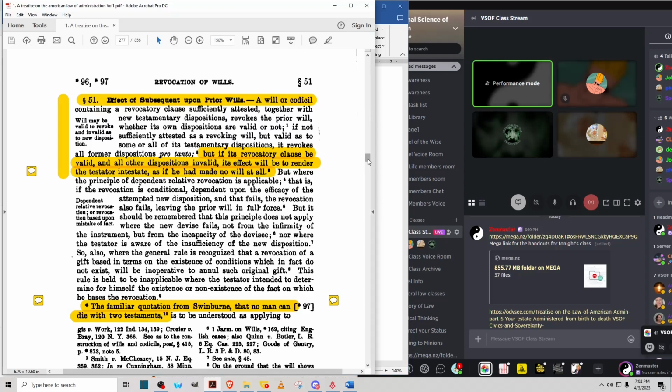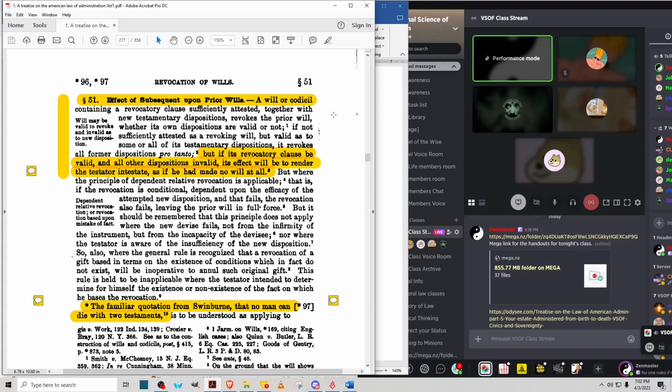So again, we're going to start back up on page 277, where we left off here at subsection 51, effective subsequent upon prior wills. So a will or a codicil containing revocatory clause sufficiently attested, whether with new testamentary dispositions, revokes the prior will, whether its own dispositions are valid or not. If not sufficiently attested as a revoking will, but valid as to some or all of its testamentary dispositions, it revokes all former dispositions pro tanto. But if its revocatory clause be valid and all other dispositions invalid, its effect will be to render the testator intestate as if he had made no will at all.